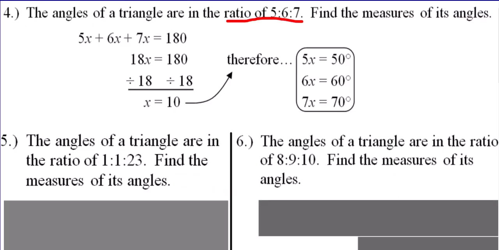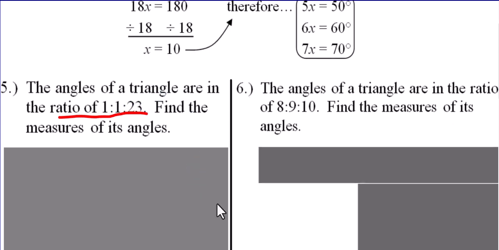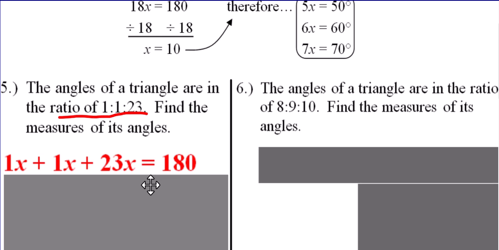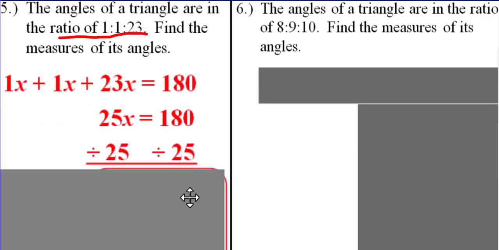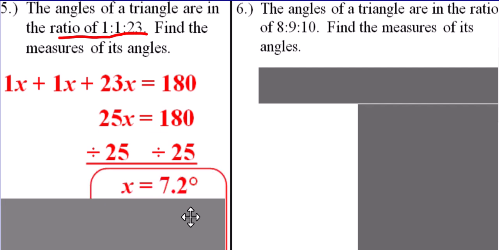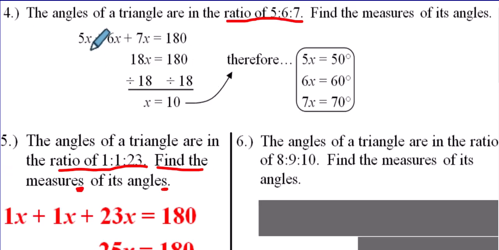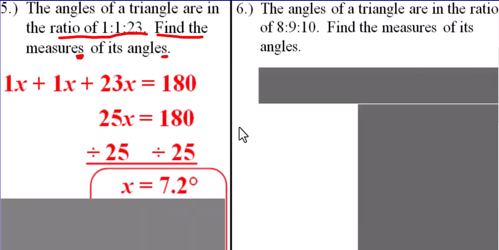Okay, how about numbers 5 and 6? The ratio of the 3 angles was 1 to 1 to 23. So that means 1x plus 1x plus 23x is going to equal 180. All of them have x, so we can add them all together, get 25x. Divide by 25, that's going to give you x equals 7.2, but the directions said find the measures, plural, of the angles, plural. Back up here, since we had 5x, 6x, and 7x, I need all 3 of those answers. So 5 times x, 6 times x, 7 times x. So we're going to do that here.